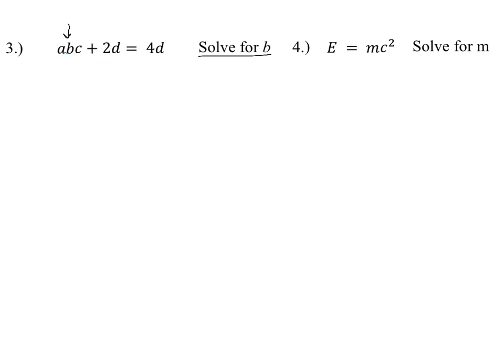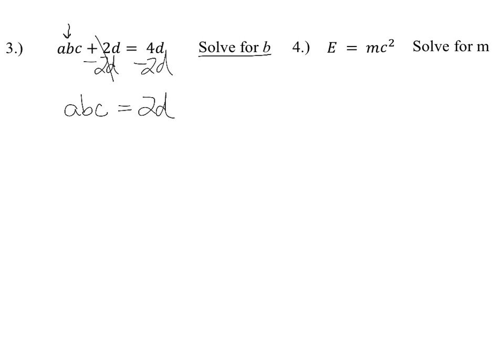We want to move the entire 2d. So we're going to subtract 2d from both sides. These cancel out. You're left with a times b times c is equal to, well, 4d minus 2d, again, are like terms. So you combine them to get 2d.